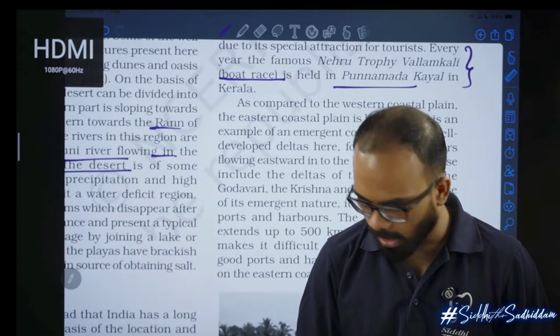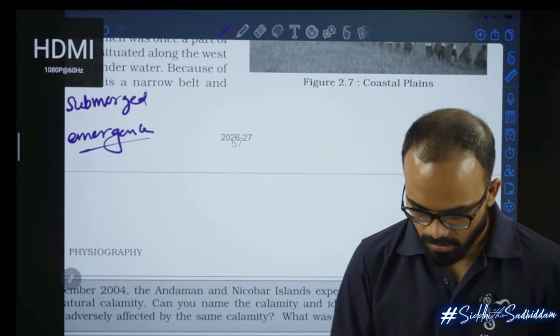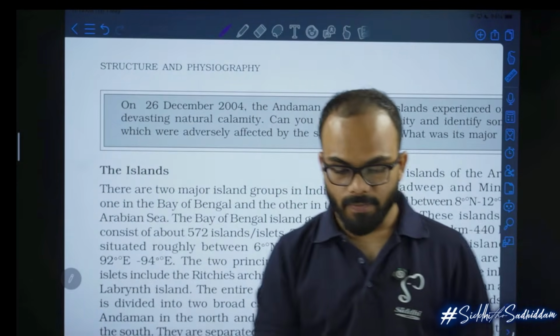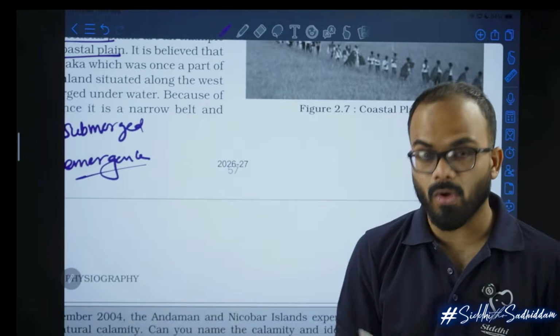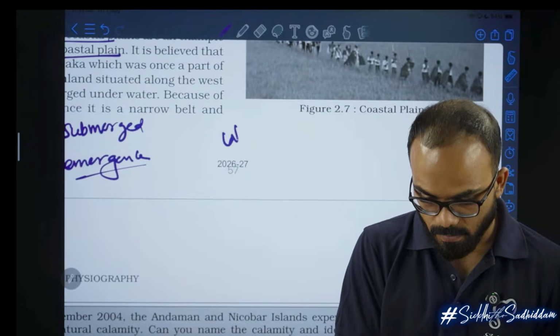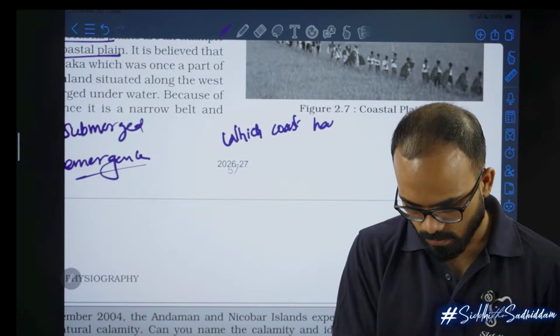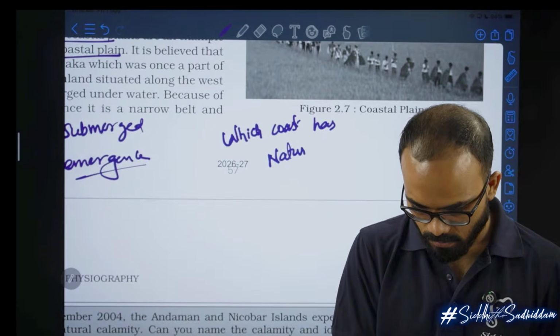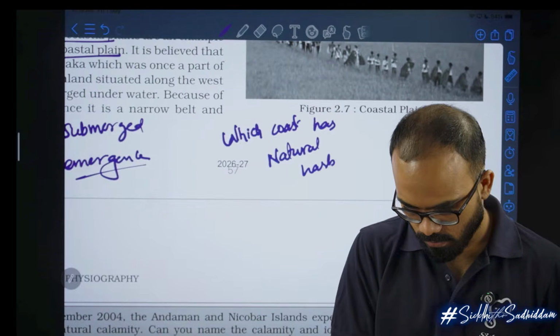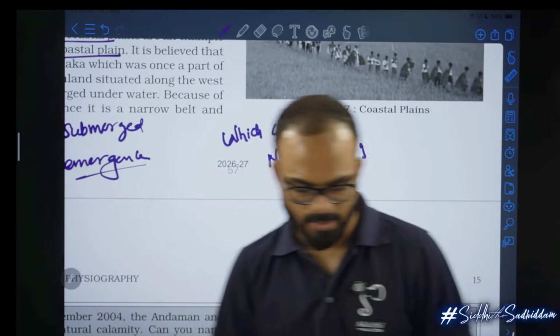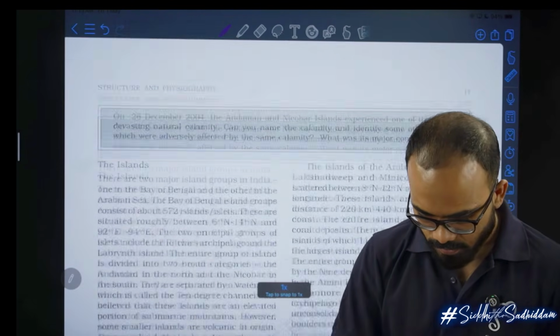Right? So this is all about harbors. Now you tell me which coast, west or east coast of India, has more natural harbors? Which coast has natural harbors? Yes, west coast. Nice, very good.